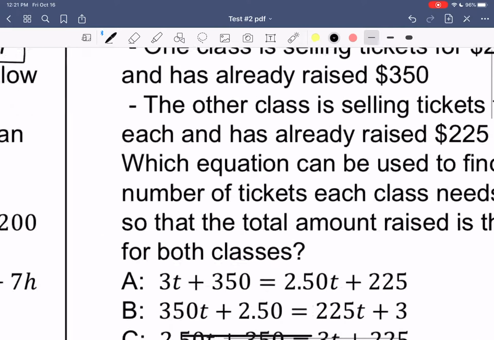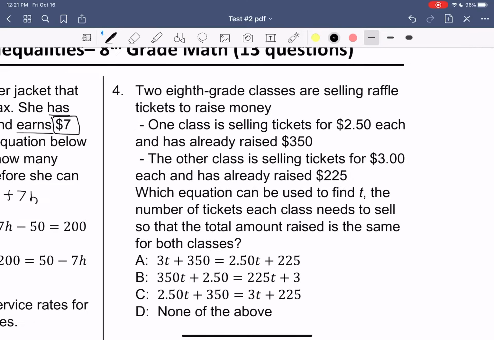Back to number 4. So 2 8th grade classes are selling raffle tickets to raise money. One class is selling tickets for $250 each and has already raised $350. The other class is selling tickets for $3 each and has already raised $225. Which equation can be used to find T, the number of tickets each class needs to sell, so that the total amount raised in this is the same for both classes?